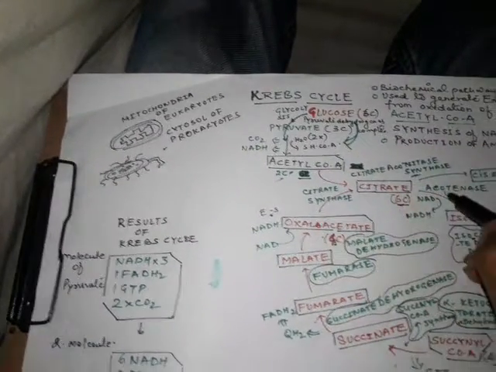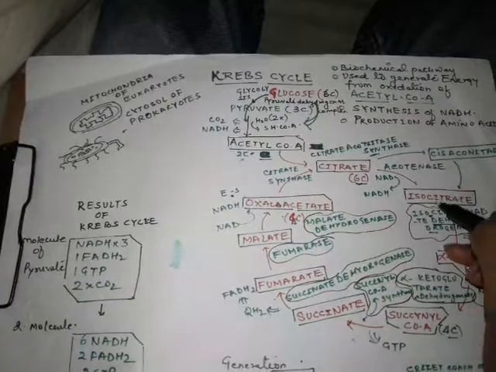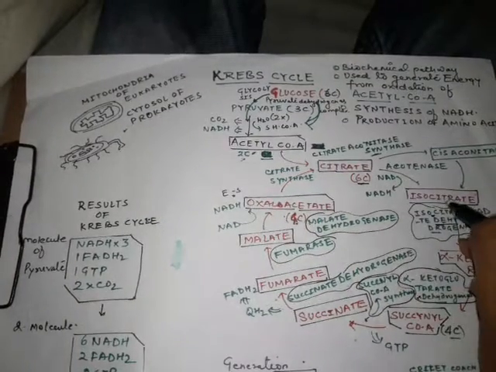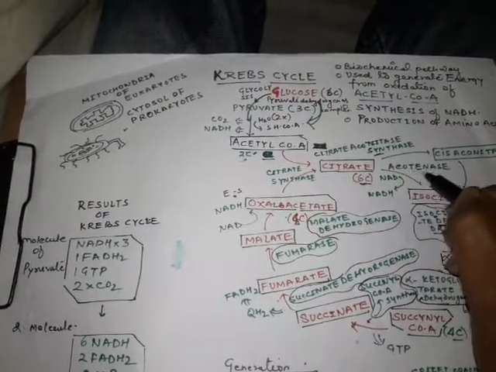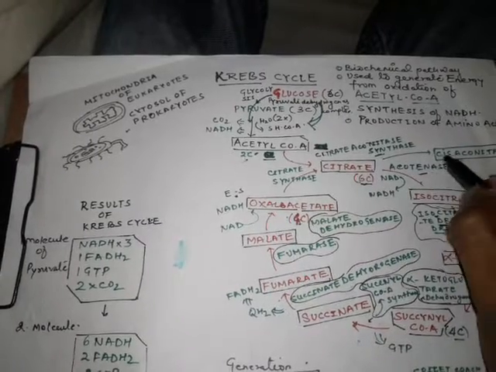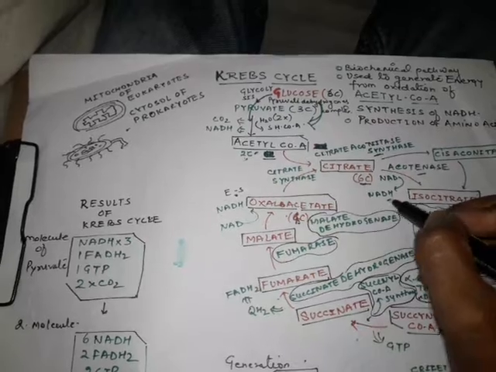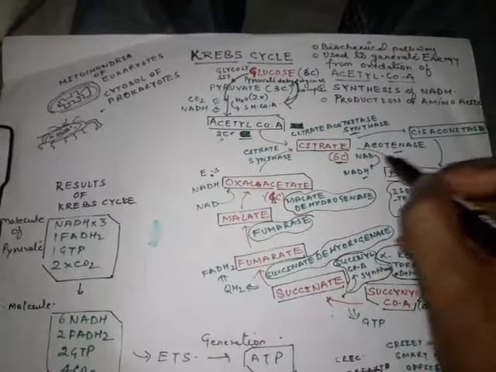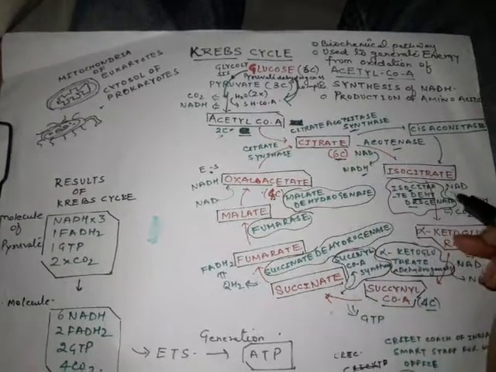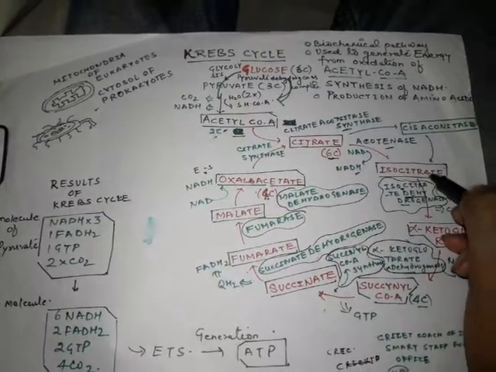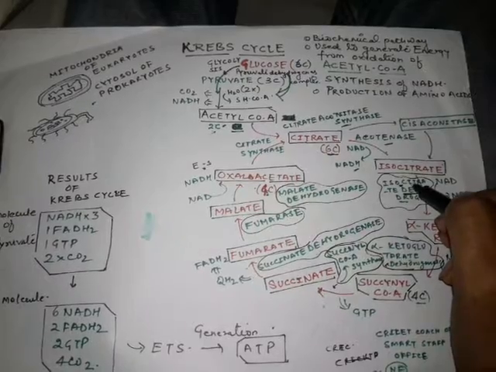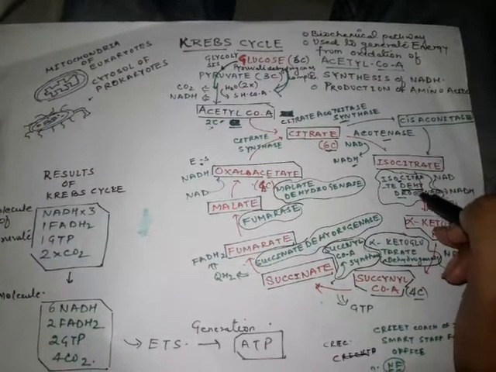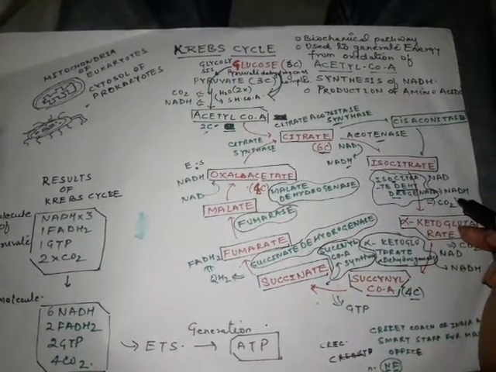Okay, after that citrate is converted to isocitrate with the help of the aconitase enzyme. This enzyme is very important, and here NAD is converted to NADH. If you see, citrate is 6 carbon, and this isocitrate is formed here. So the enzyme involved here is isocitrate dehydrogenase. Why dehydrogenase? Because NADH is involved.